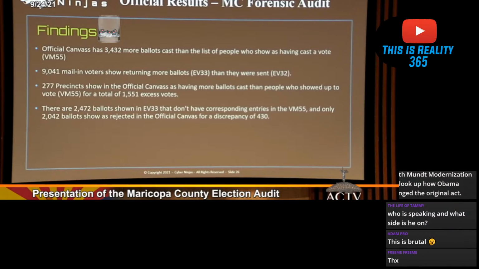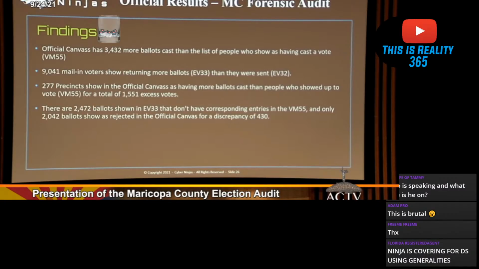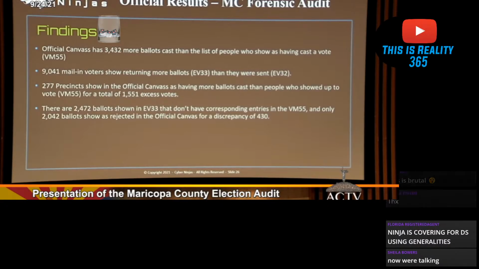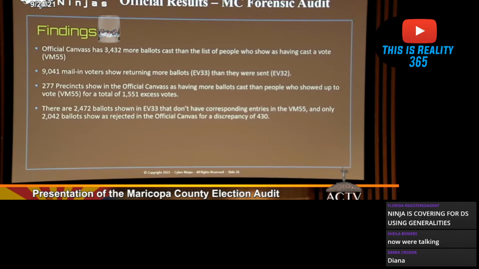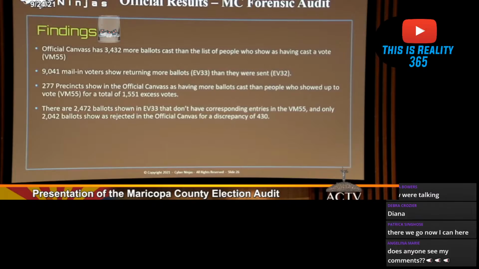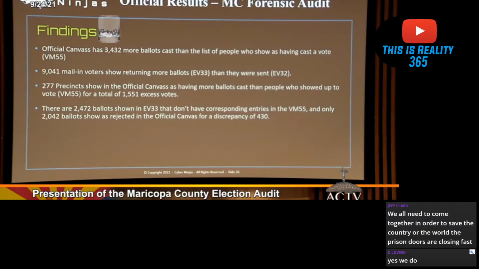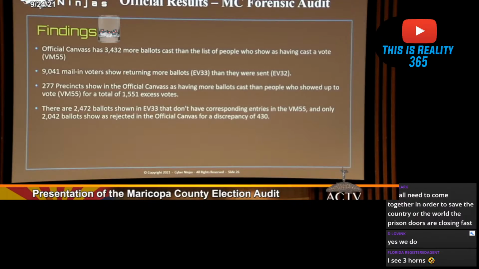So let's walk through this really quickly. If something is in the EV33, that means that an early vote was received, and we have the individual's name and the voter ID associated with it. So if an EV33 was received, you would expect that if it's not in the VM55 file of who voted, then it had to be a rejected ballot. It just makes logical sense. But there are 2,472 that show in the EV33, and there are only 2,042 ballots that show as rejected. So there's a discrepancy of 430. Again, just another place where these don't seem to match up.